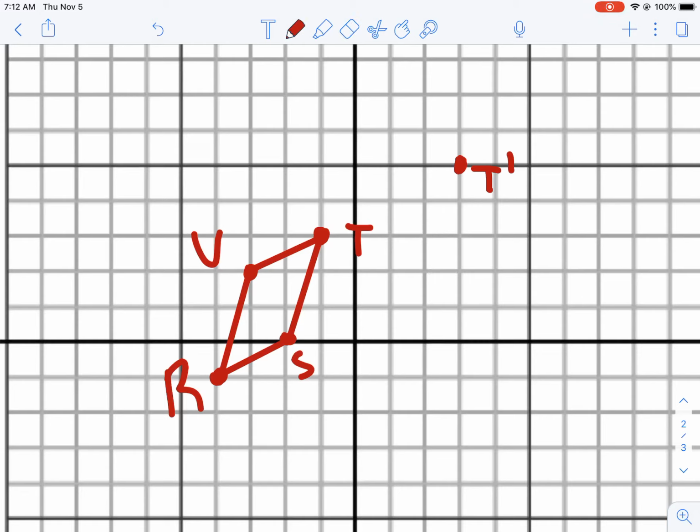U, 1, 2, 3, 4, 1, 2. So there's U prime. S, 1, 2, 3, 4, 1, 2. There's S prime. R, 1, 2, 3, 4, 1, 2. Cool. Now, does that look the same? It should. Looks pretty much the same to me.